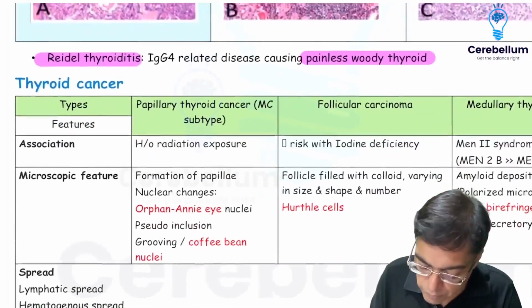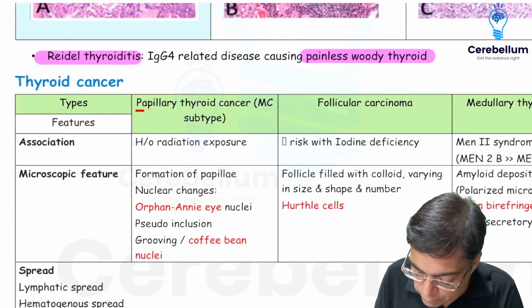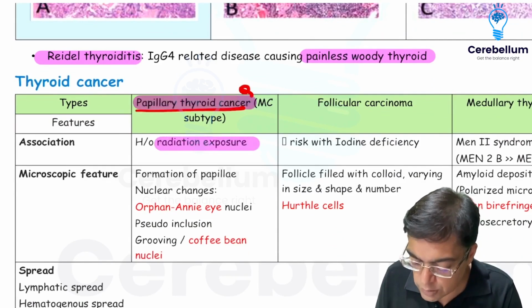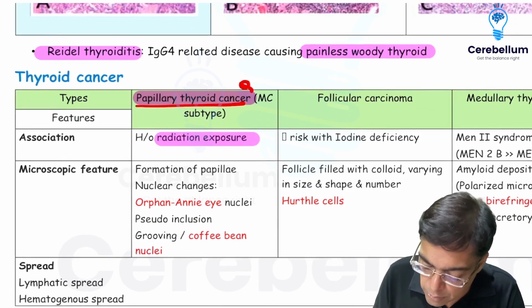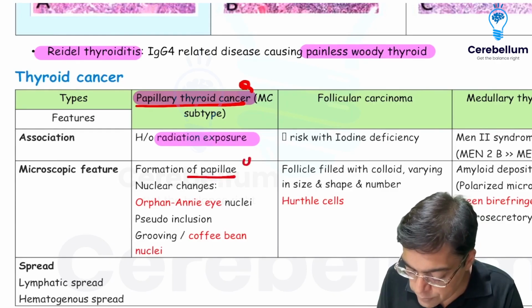Having said that, we need to be familiar with the high-yield topic that is thyroid cancer. The commonest type of thyroid cancer that we are aware of is papillary thyroid cancer. Quite a number of these patients are going to have a history of radiation exposure, and there is going to be an increase in the number of cells, associated with the formation of papillary structures.